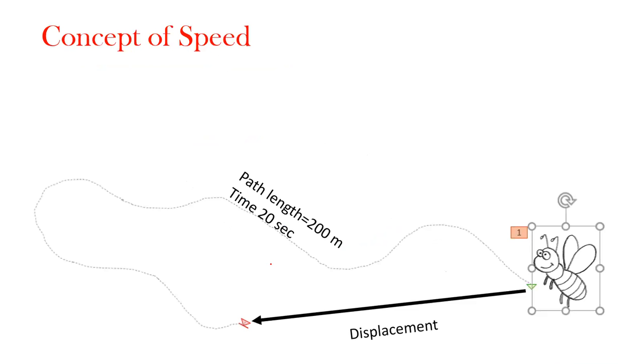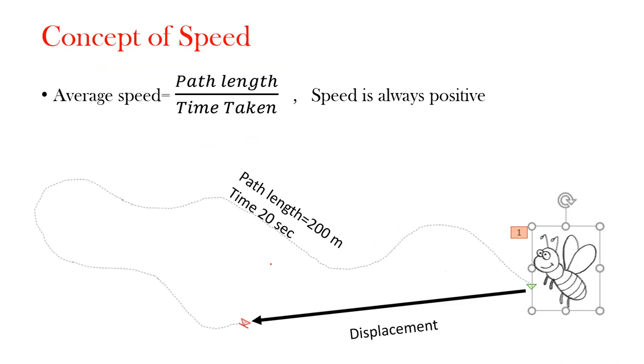So now the concept of speed. The average speed is nothing but the path length divided by the time taken. Please keep in mind path length, not displacement.